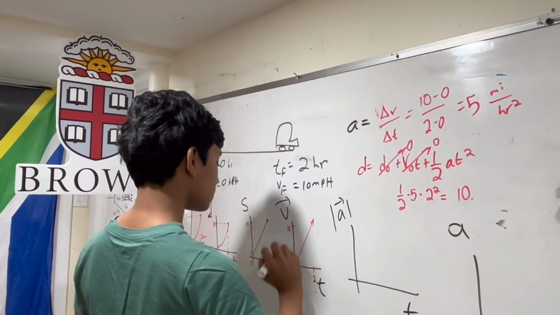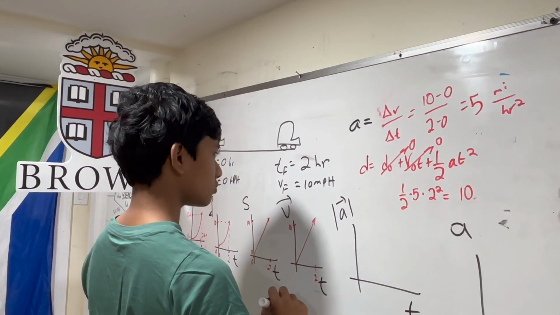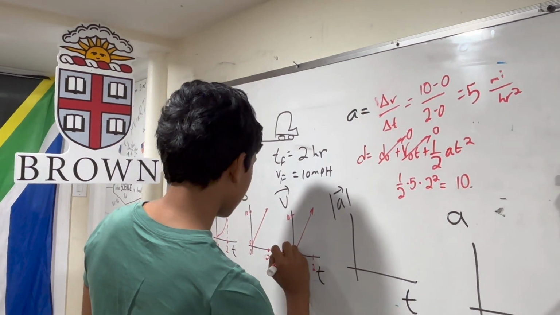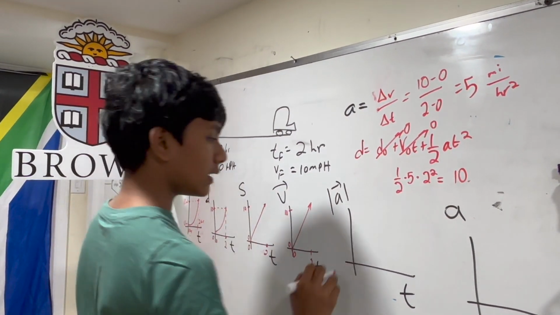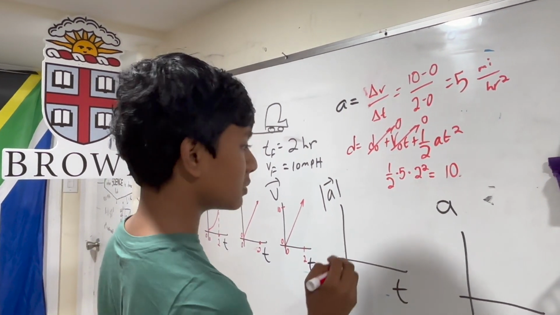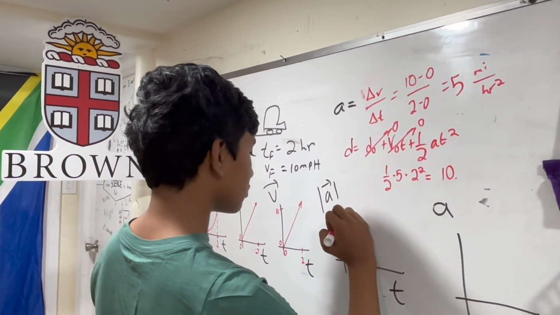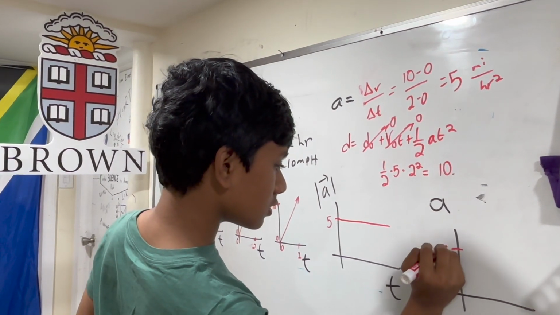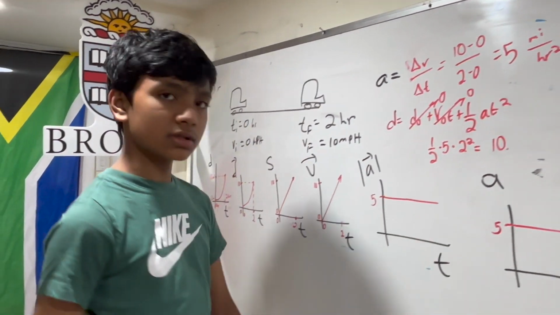You think velocity final is 10? Yeah. Okay. And the acceleration is always going to be the same. So it's just going to be a constant rate of 5 miles per square hour. So it's always just going to look like this.